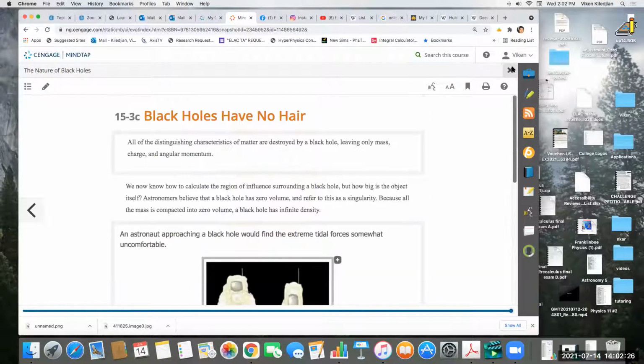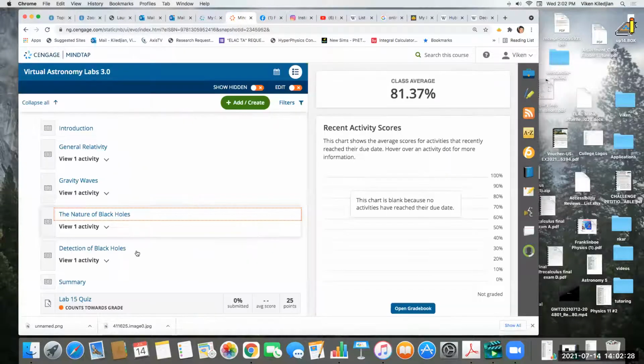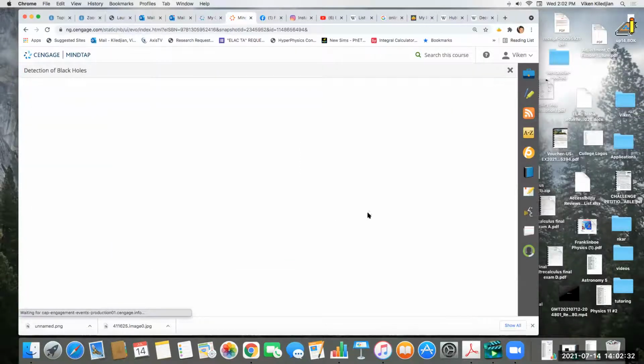Okay. Now we go to the detection of black holes. How do we detect them?